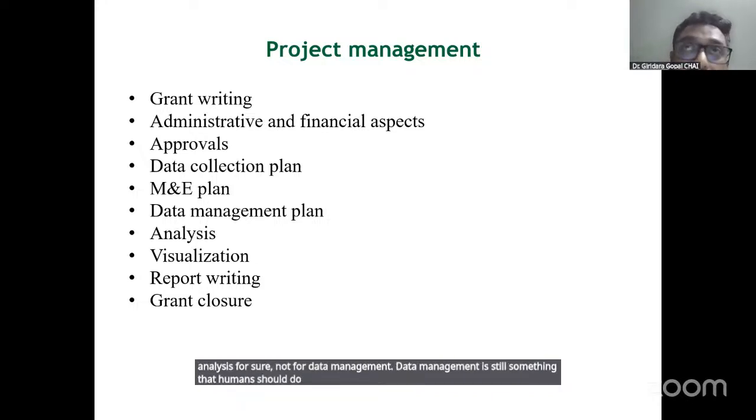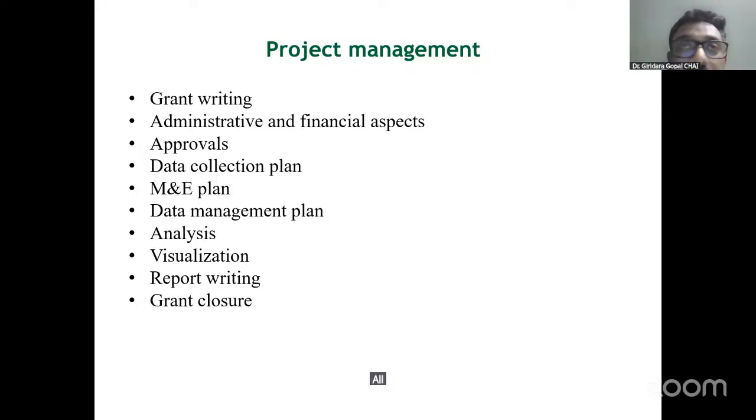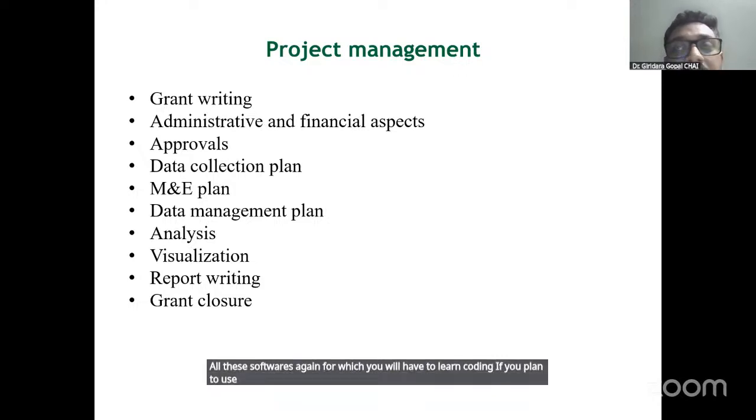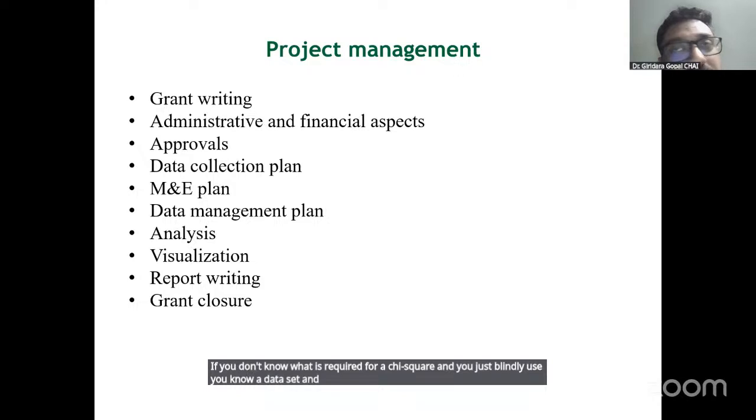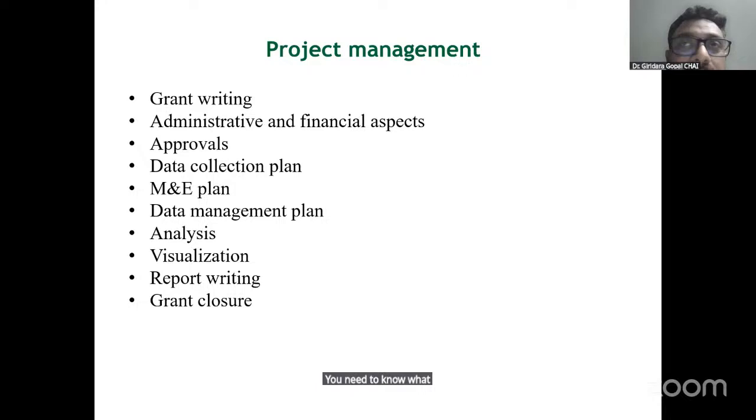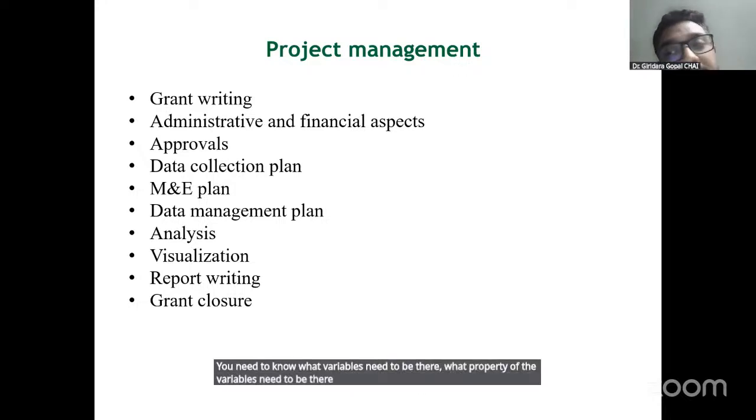For analysis, you could do some basic elements in all these software packages, for which you will have to learn coding. If you plan to use AI tools, at least learn the fundamentals of it. At least you need to know what needs to go in so that you will be able to get the desired output. If you don't know what is required for a chi-square and you just blindly put a data set into an AI model and ask it to conduct a chi-square, it will not be able to do it. You need to know what variables need to be there, what properties of the variables need to be there, basis which the AI model can then deliver.